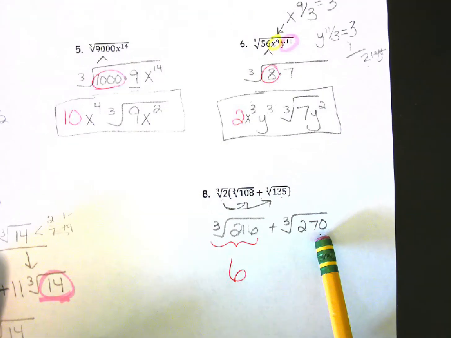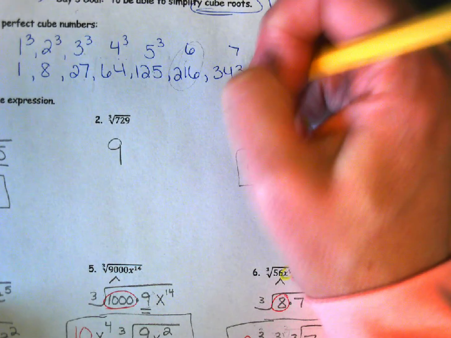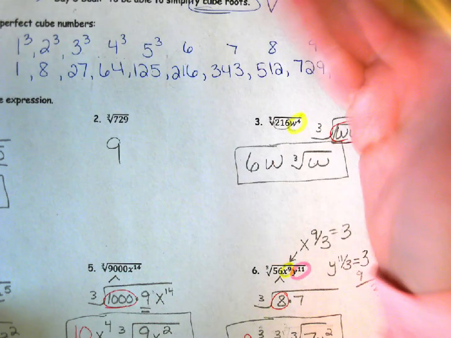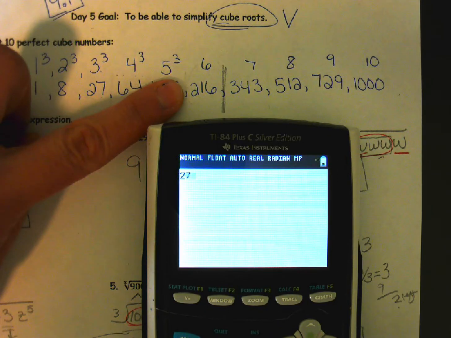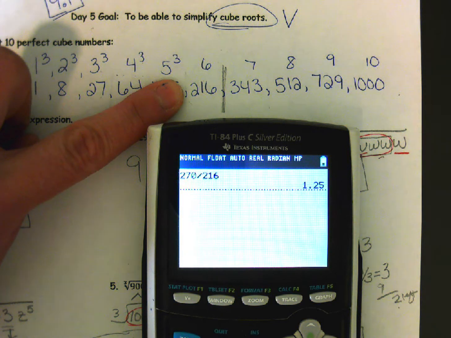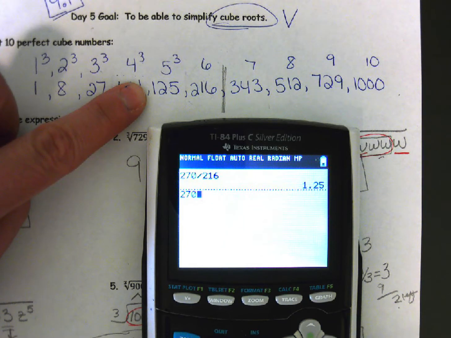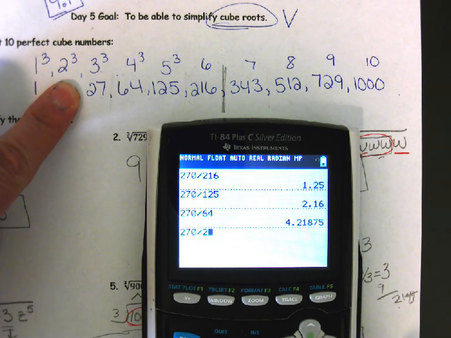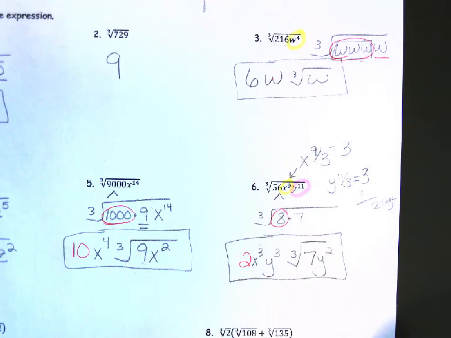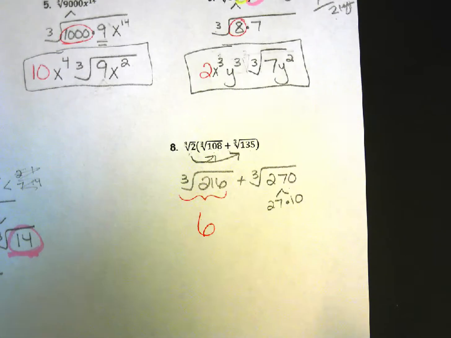So 270, I'm going to go up to my list, and I'm not quite as lucky on this one. 270 falls right here. I highly doubt 270 is divisible by 216 because they're just too close together, but we can always try it. All right, 270 divided by 125. 270 divided by 64. See how I'm just marching my way down the list? 270. Now you should know this one. It's got to be divisible by 27 because all you have to do is add that extra 10 on. So it's 27 times 10.